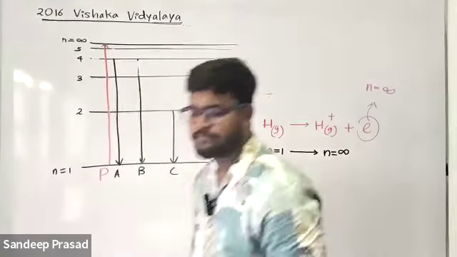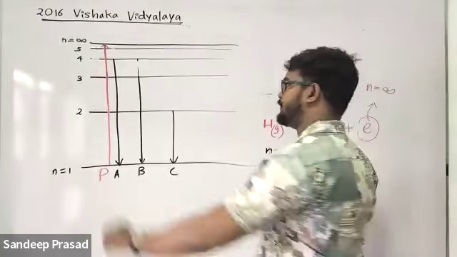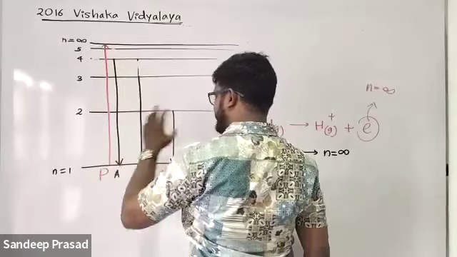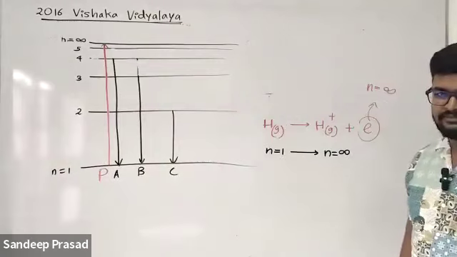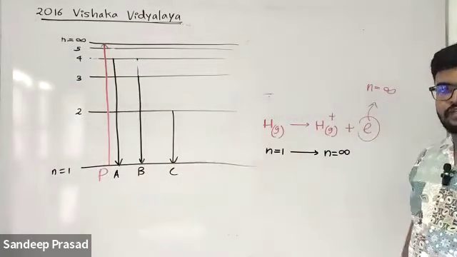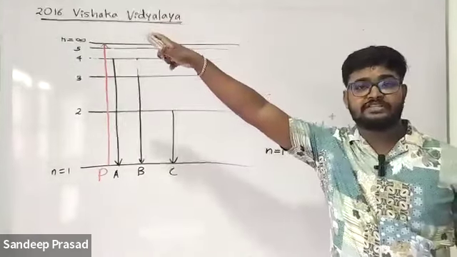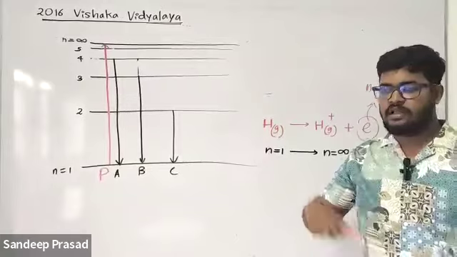Yes, that is the way. If you put the arrowhead towards n equals 1, then that is wrong. It's not the ionization energy. That is actually the opposite of ionization. That means an electron is coming from the infinity energy level to the first principal energy level. It's not the ionization energy.